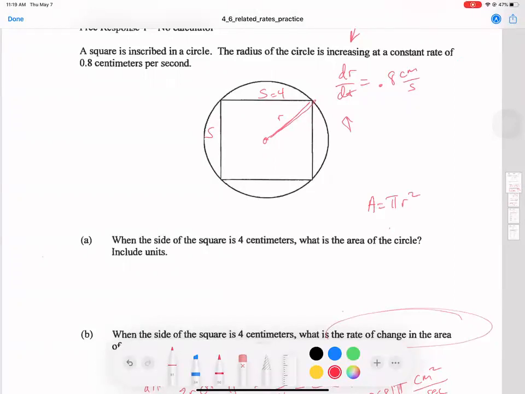Now, a big deal for related rates is writing equations. They're almost always geometric equations. So area of a circle is pi r squared. So we have to somehow get from s to r.